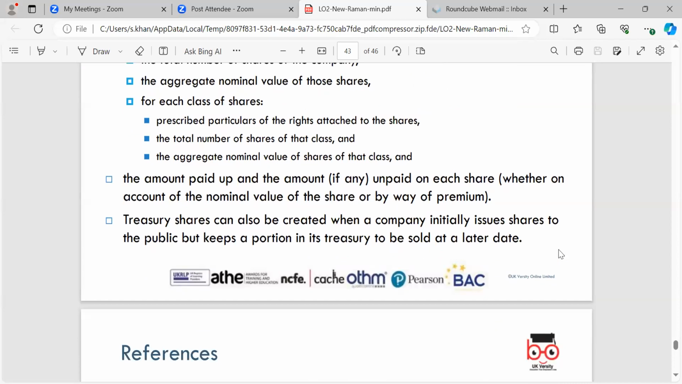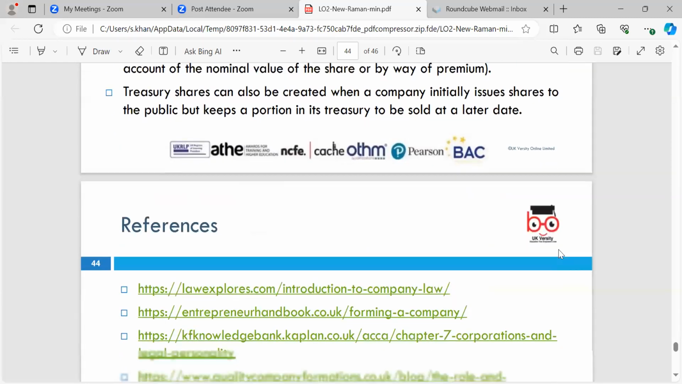Treasury shares can also be created when a company initially issues shares to the public, but keeps a proportion in treasury to be sold at a later date.